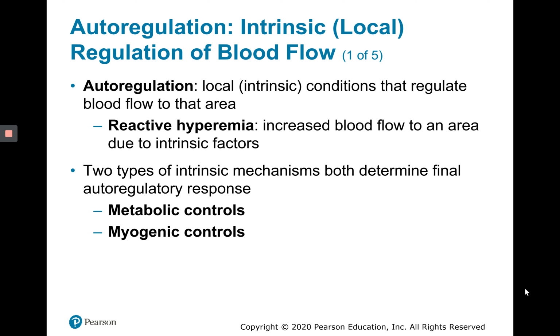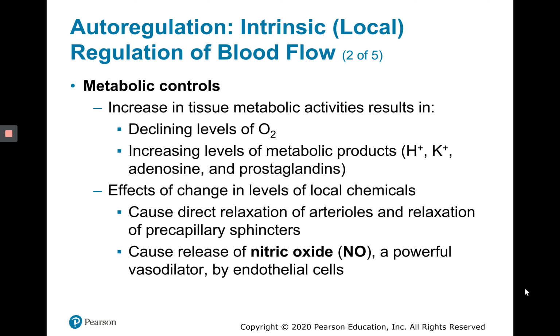There's two different types of intrinsic mechanisms. Both are able to determine the final autoregulatory response, and these two mechanisms of intrinsic autoregulation are metabolic and myogenic. With the metabolic control, we'll see an increase in tissue metabolic activities result in decreasing levels of oxygen and increasing levels of metabolic products such as hydrogen ions, potassium ions, adenosine, and prostaglandins.